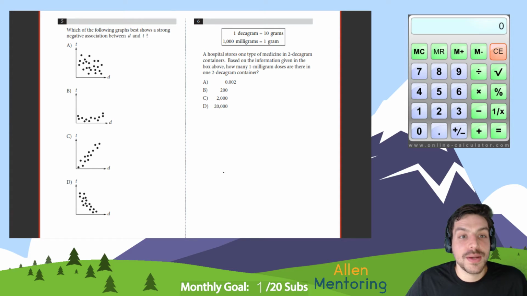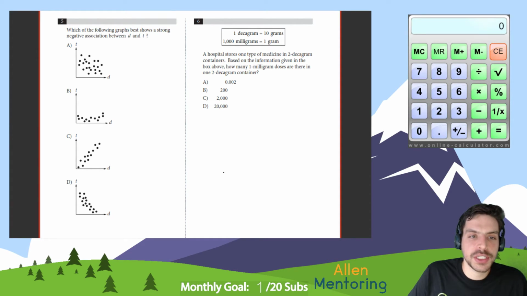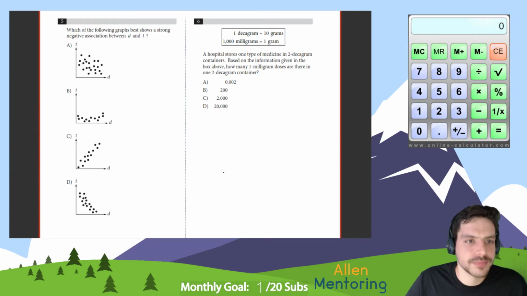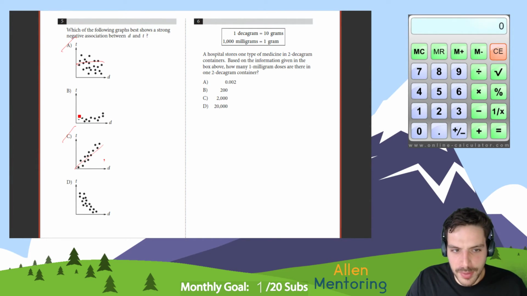Which of the following graphs best shows a strong negative association between D and T? So strong negative association. Positive associations kind of look like this right here, right? They're going up in a straight line. This one here has absolutely no association. As D goes up, nothing really happens to T, just kind of all over the place. So this is out. This is out. B also kind of looks like it has pretty much no association. D is a clear-cut example of a negative association, right? As D goes up, T goes down.